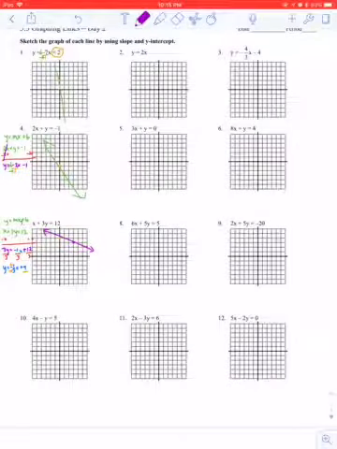That's pretty much it. I will put a full solution on so you can check.